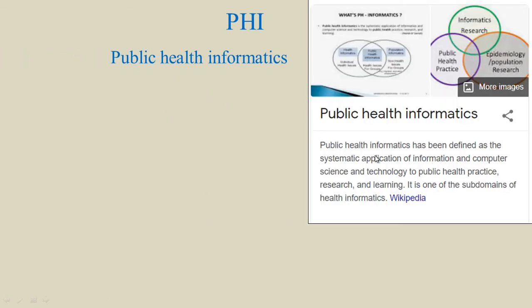PHI, Public Health Informatics. Public health informatics has been defined as the systematic application of information and computer science and technology to public health practice, research and learning. It is one of the subdomains of health informatics.